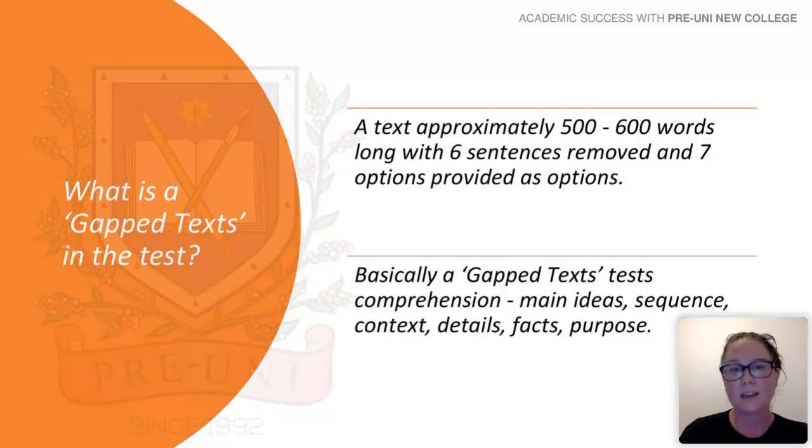So basically a gap text is a reading comprehension test, of course. Most of the questions, from what I've seen from the department's examples, focus on those reading skills from the previous slide. And they usually always cover the main idea. They look for sequencing of ideas and events, the context, details, and facts, and of course the author's purpose.